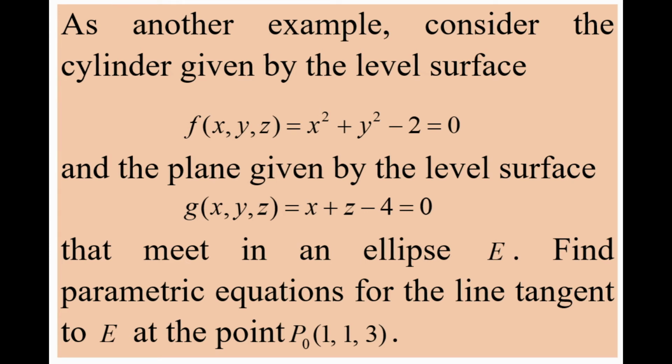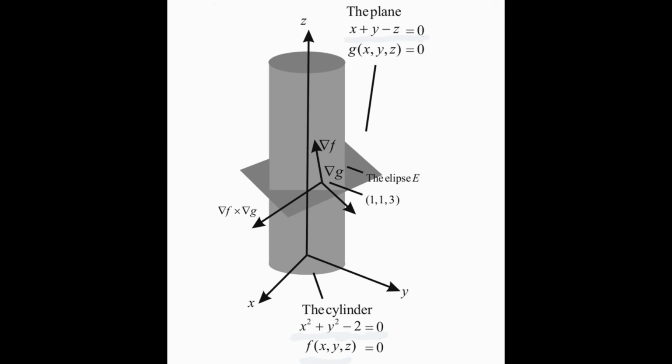Consider another example. I think you are familiar with cylinders, and this is a right circular cylinder, and the plane cuts the cylinder. By looking at the figure, you can see that the intersection will be an ellipse. We are asked to find the parametric equation of the line tangent to E at the point 1, 1, 3. What is E? E is the ellipse. The point on the ellipse is (1, 1, 3) because we are considering an ellipse in space. You see the figure, the ellipse lies above the xy plane, which means there will be a z component.